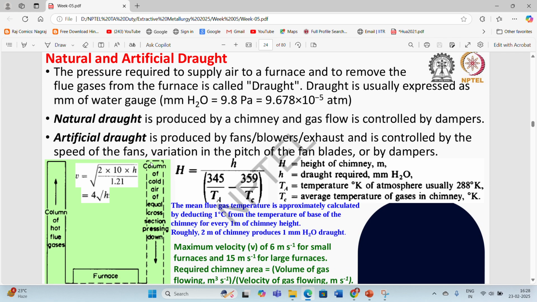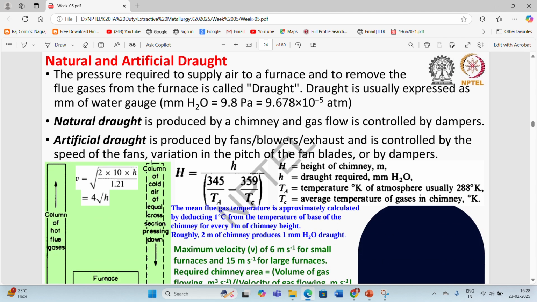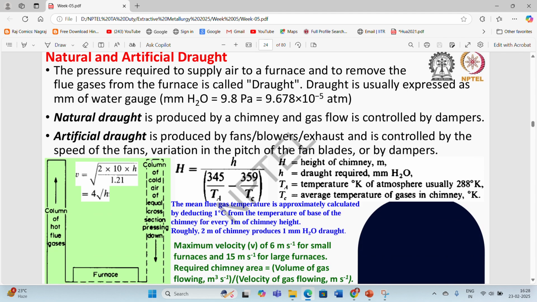Then there are some draught operations created during the furnace operations. The pressure required to supply air to a furnace and to remove the flue gases from the furnace is called draught. Draught is usually expressed as mm of water gauge: 1 mm H2O equals 9.8 Pascal, or 9.8 × 10^-5 ATM.